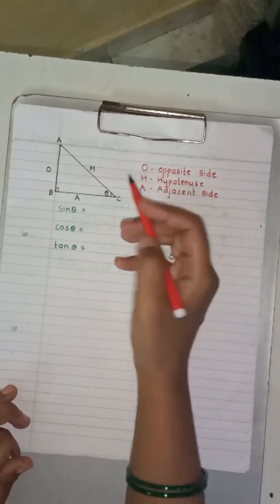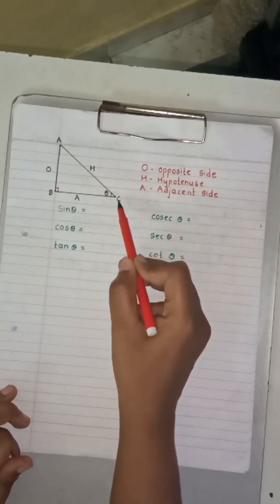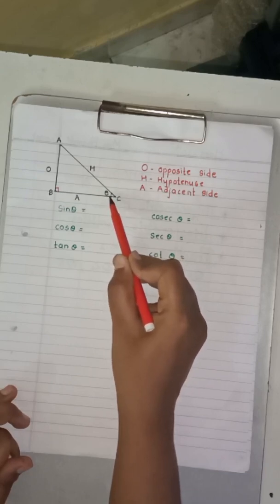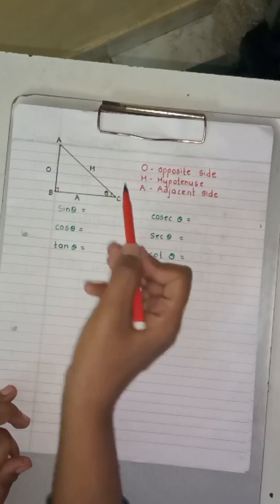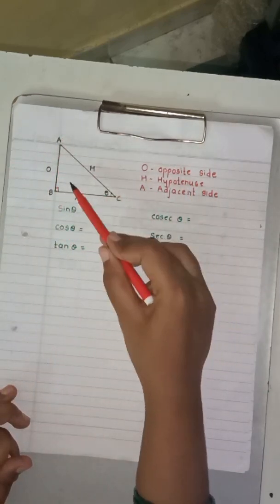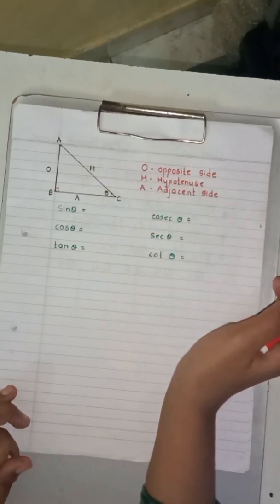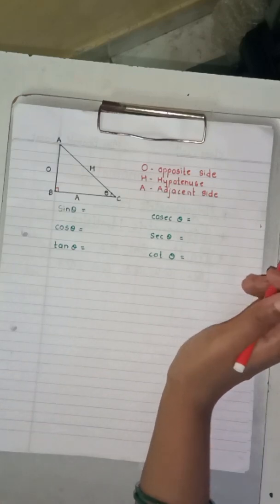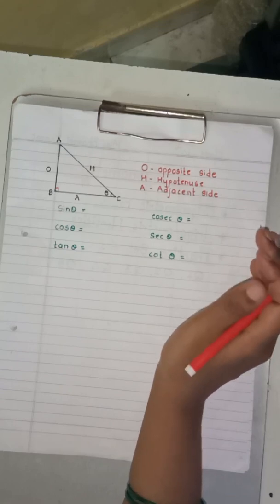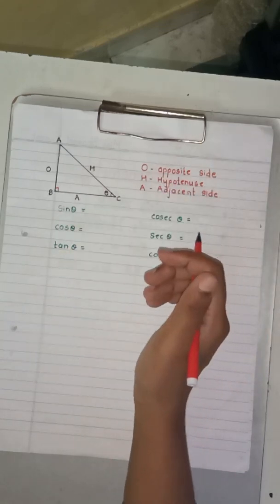Now whose adjacent side are we seeing? We are looking at the adjacent side of theta. You can see the measurement of angle C is theta. So the adjacent side of theta is BC and the opposite side of theta is AB. Here O means opposite side, H means hypotenuse, and A means adjacent side. In the previous class we have studied sine, cos, tan, cosec, sec and cot. So we are going to just recall whatever we have studied in the previous class.